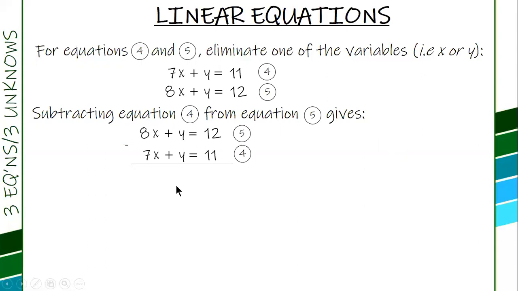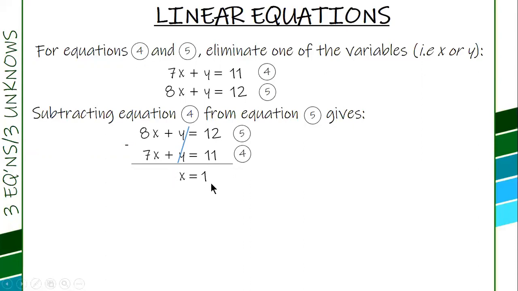If you ask why 5 minus 4: to make x positive, since 8 minus 7. If you do 4 minus 5 instead, x becomes negative, which is also okay. It depends, a strategy as a student. So let's continue. Equation 5 minus 4, y cancels. Then 8 minus 7 gives x, 12 minus 11 gives 1, and x equals 1.